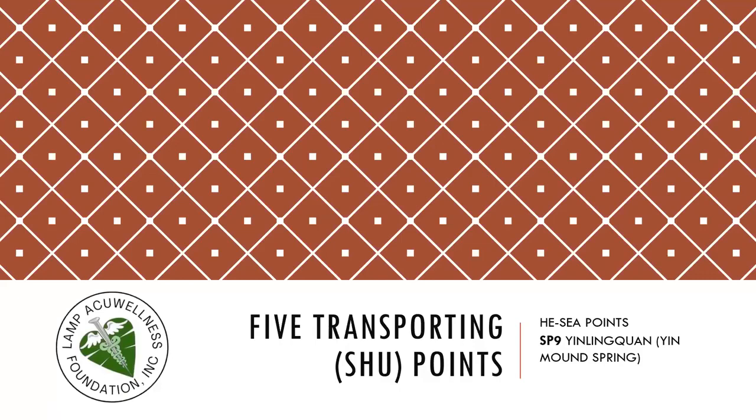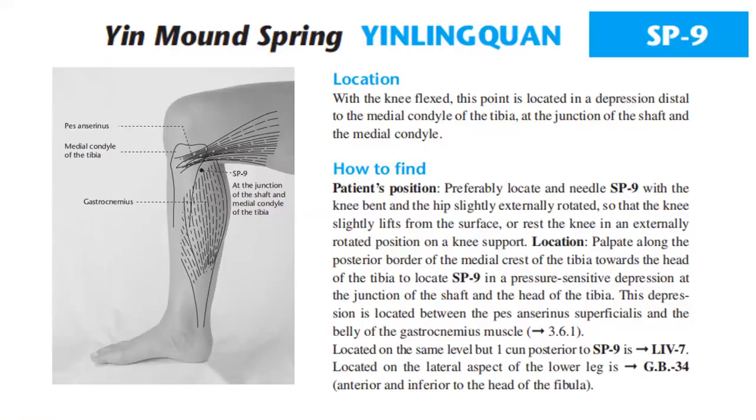Let's discuss the 5 transporting points. Hesi point, Spleen 9, Yinlingquan, Yin Mound Spring. Location: with the knee flexed, this point is located in a depression distal to the medial condyle of the tibia, at the junction of the shaft and the medial condyle.